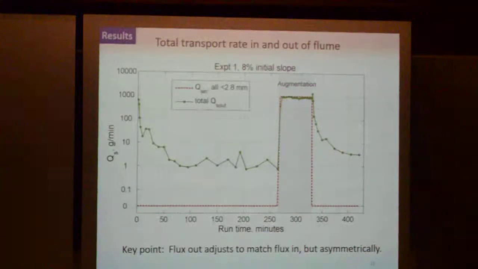So there's the key point, not a surprise, but the bed and the topography and the channel adjusts so that the flux in matches the flux out, but it does so asymmetrically.